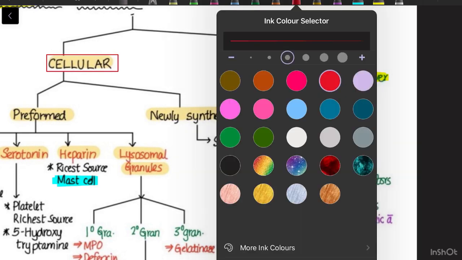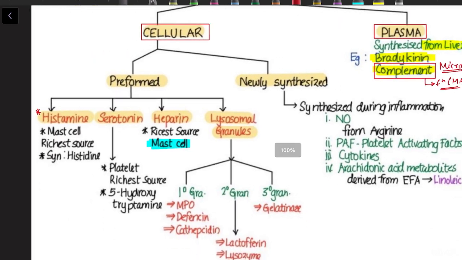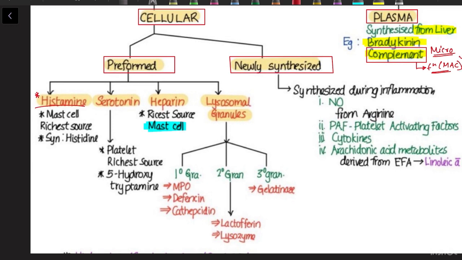Now, the complement pathway, it's better if you read it from microbiology. The thing you should remember in patho is more than the pathway itself: the functions of the pathway, the functions of the membrane attack complex, and the total diseases or pathologies related to the dysfunctioning of this complement pathway. Moving on to the cellular components, we have preformed components and newly synthesized components. In preformed, we have histamine, serotonin, heparin, and lysosomal granules.